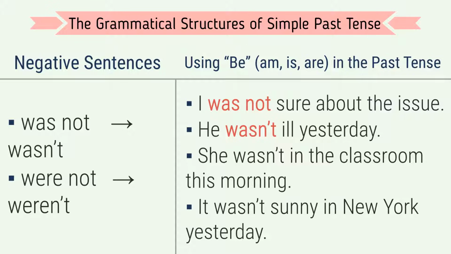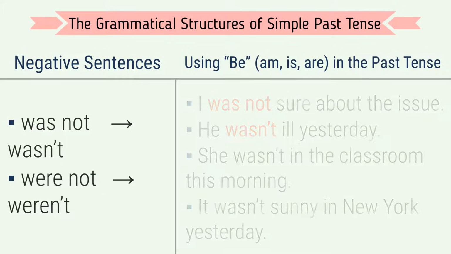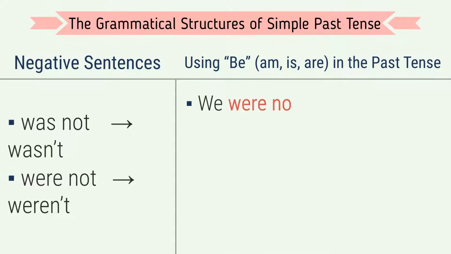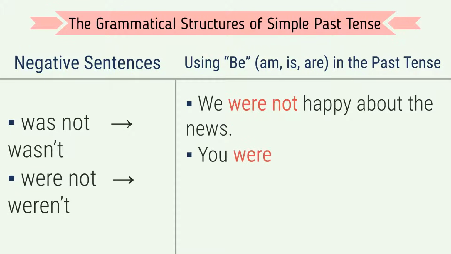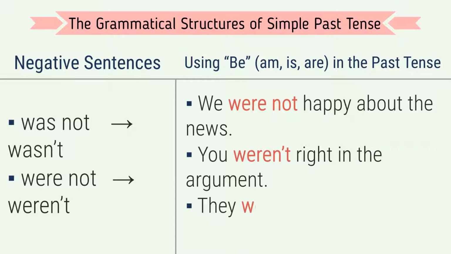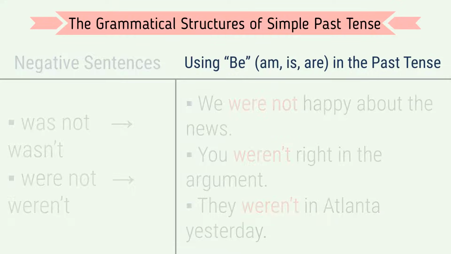He wasn't ill yesterday. She wasn't in the classroom this morning. It wasn't sunny in New York yesterday. We were not happy about the news. You weren't right in the argument. They weren't in Atlanta yesterday.